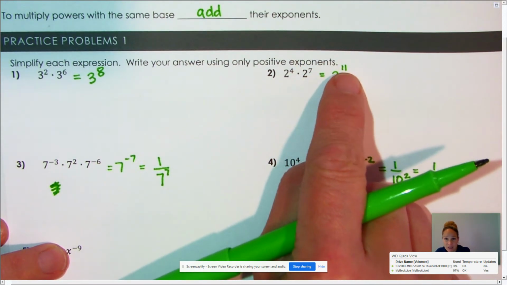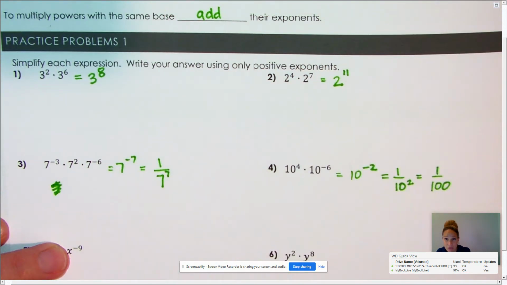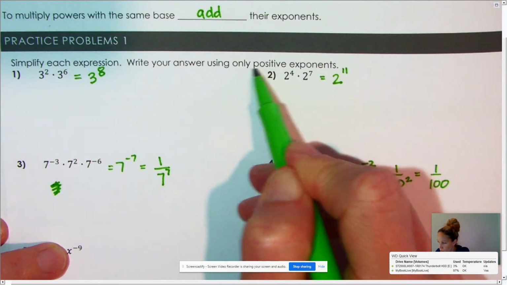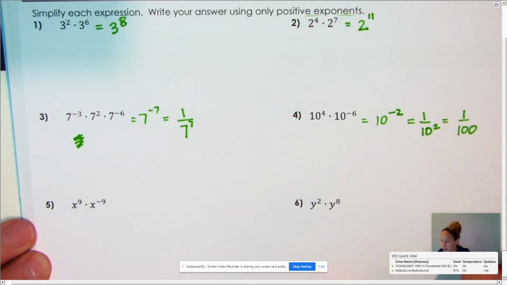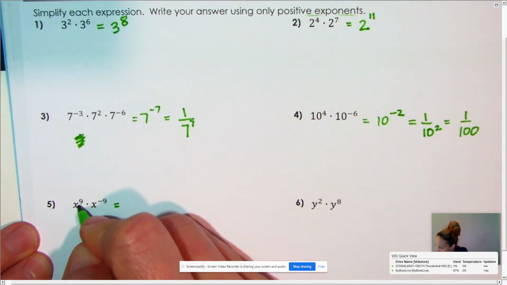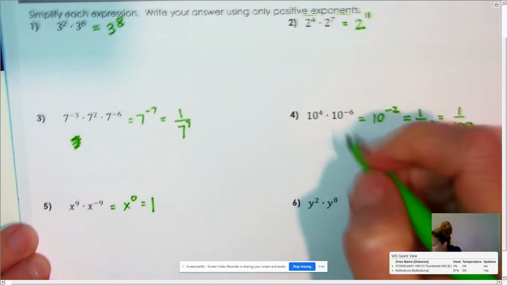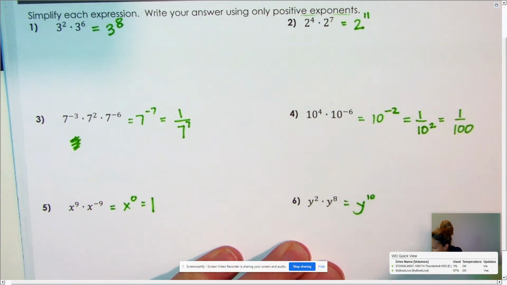Typically, if the power is like 5 or higher, I would just have my students leave it in exponent form instead of multiplying it out, especially since it says write your answer using positive exponents. All right, question number 5. -9 and +9 makes 0. I know that anything to the 0 is equal to 1. And then this one over here would just be y to the 10 because I just did 2 plus 8.